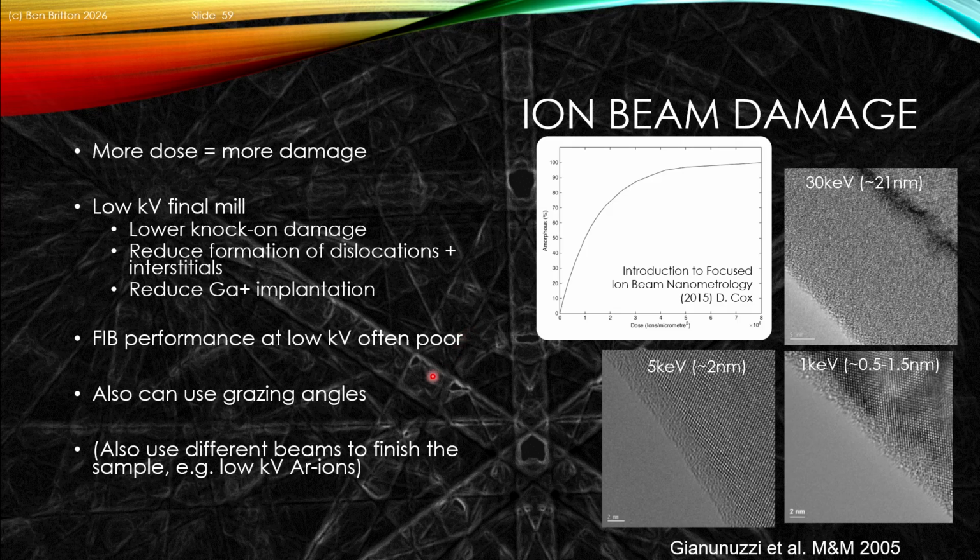We also saw that the ion beam damage is related to the angle of incidence of the incident beam with regards to the sample, and so grazing angles can be very useful to reduce the ion beam damage because you're sort of tickling away that surface. One of the areas, and we'll see this example a bit later, is that you can also use a different beam to finish the sample. One example I'll show a bit later is that you can use, say, an argon ion beam to finish and tickle away the surface because that can create less damage, especially at low voltage, than our primary focused ion beam.